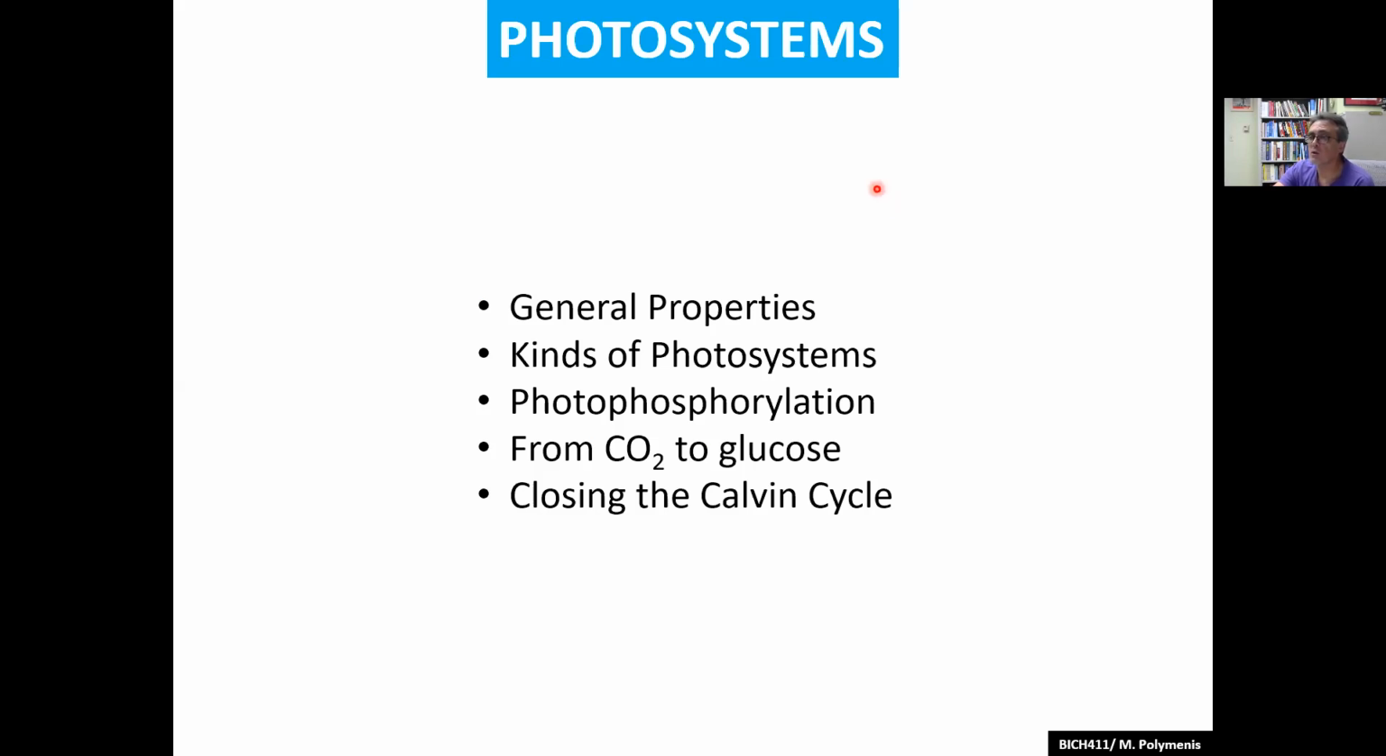So in this video, we're going to go first through some basic properties, and in subsequent videos, we're going to see in more detail the kinds of photosynthesis that we have, photophosphorylation, and how plants make the sugars they need from basically thin air, from CO2. And we're going to close with the Calvin cycle on this topic.